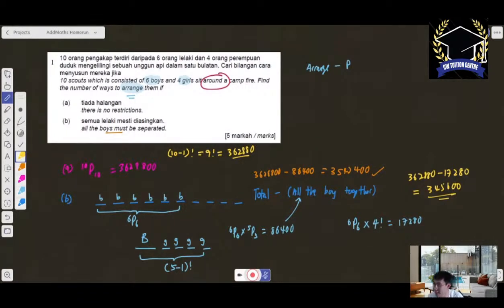Okay, thank you so much, Casey. Just now, I didn't notice the word around the circle. It's very, very important if you can look at the word carefully. Just now, I went too fast. I went through and I didn't see the word around.